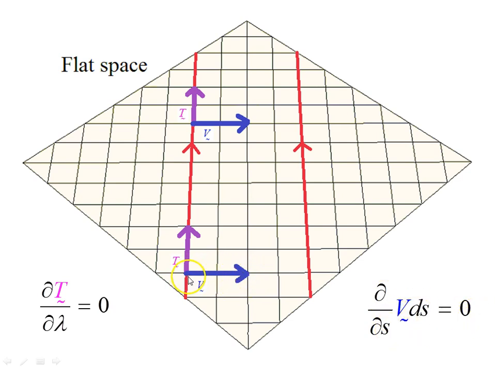There's no change in this vector as it's drawn along the geodesic here, pointing towards a neighbouring geodesic, because these parallel lines in Euclidean space are the same distance apart and pointing in the same direction all the way along, and so the derivative of this vector v will be 0, but not in curved space.